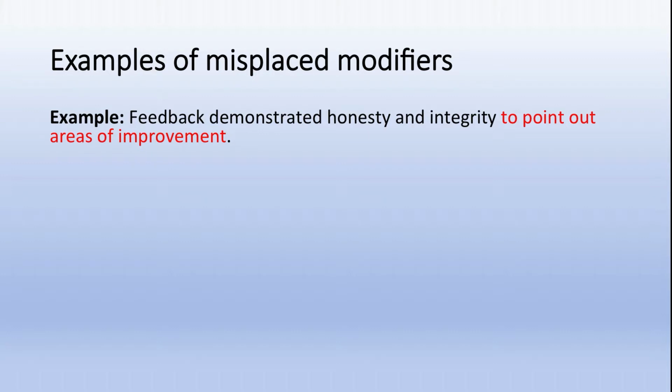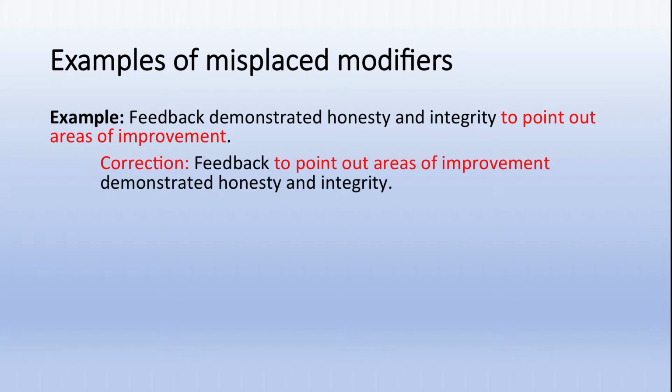For example, in the first sentence, feedback demonstrated honesty and integrity to point out areas of improvement. The modifier to point out areas of improvement doesn't modify the word integrity. It modifies the word feedback. So the correction would be feedback to point out areas of improvement demonstrated honesty and integrity.